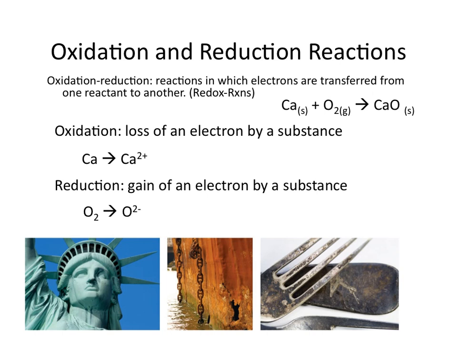So we're going to be looking at oxidation-reduction reactions, otherwise known as redox reactions. Basically, an oxidation-reduction reaction is one in which electrons are transferred from one reactant to another. What ends up happening is you undergo two processes: an oxidation process and a reduction process. The oxidation process is the loss of an electron by a substance, while the reduction is the gain of an electron by a substance.